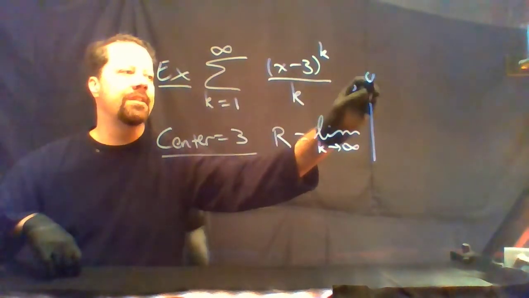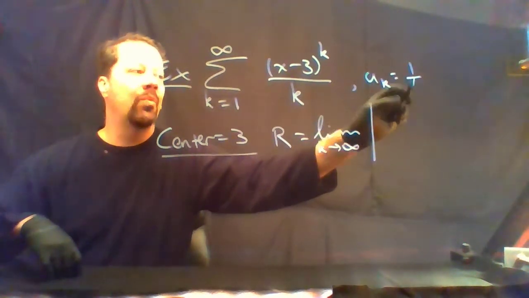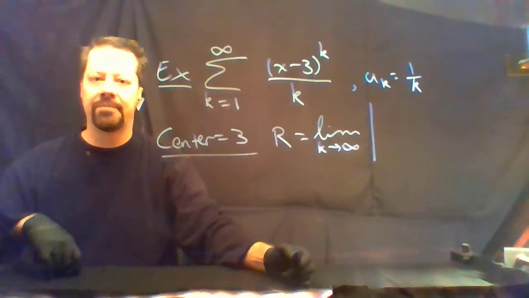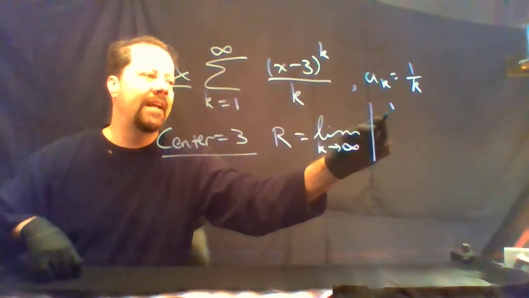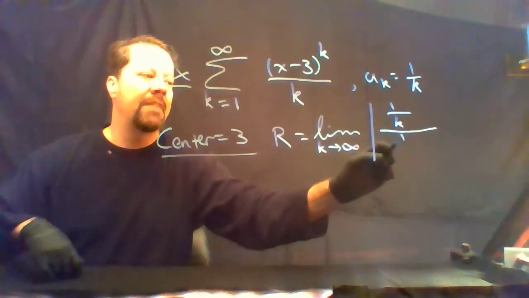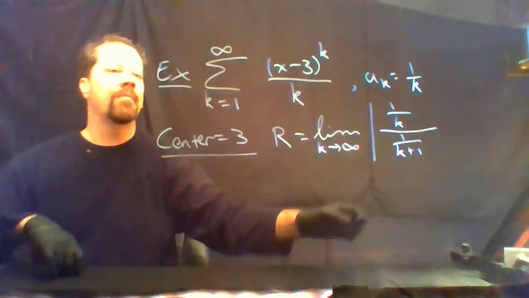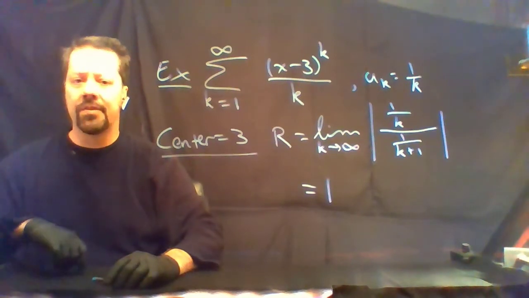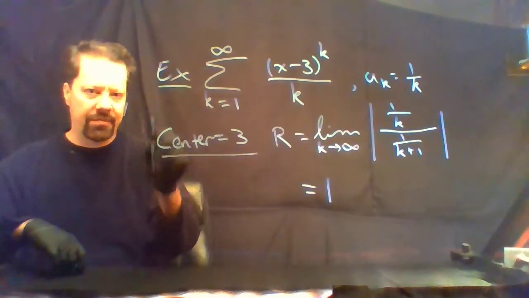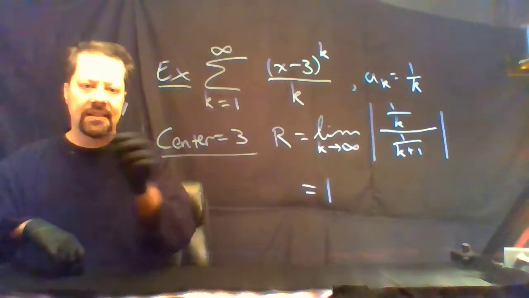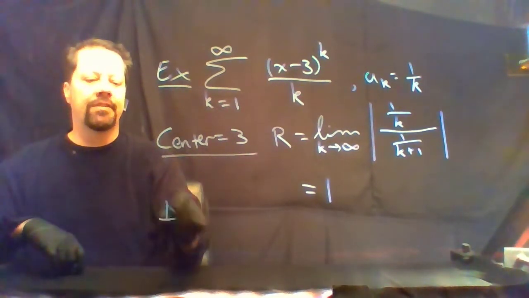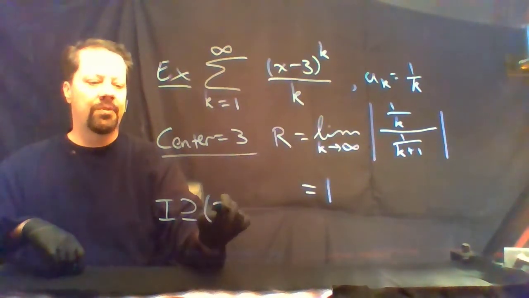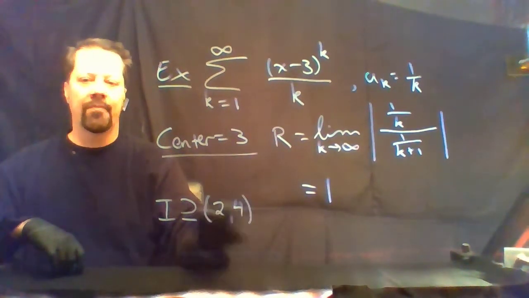In this particular instance, a sub k is 1 over k. It's the coefficient of the x to the power factor. And so we're going to have 1 over k divided by 1 over k plus 1 in absolute value. Clearly, the radius of convergence is 1. That means from the center we go 1 unit to the right and 1 unit to the left. The interval of convergence will contain all points from 2 to 4.